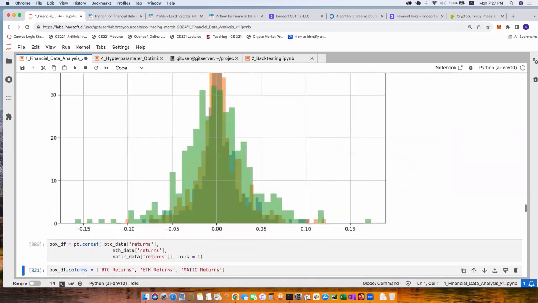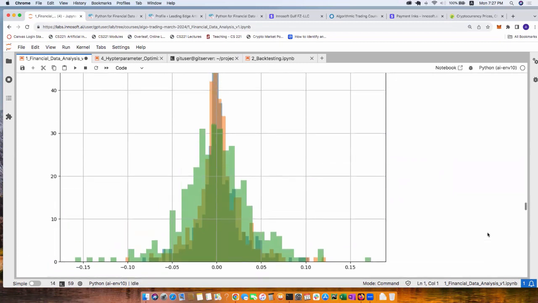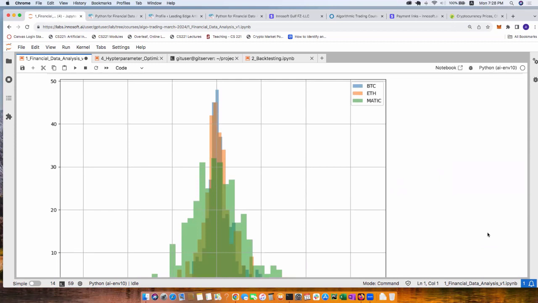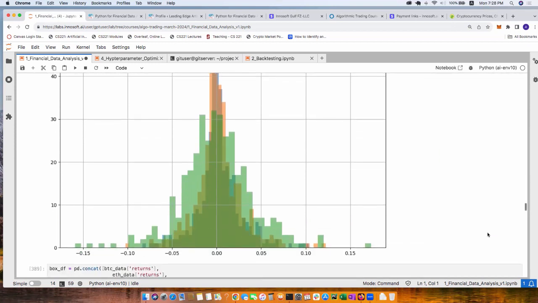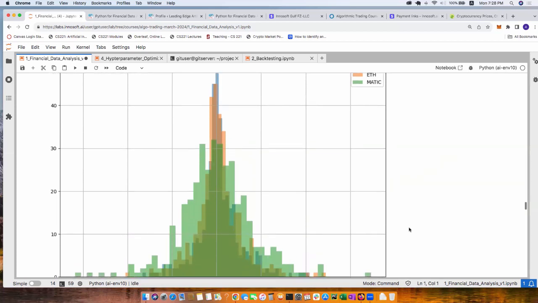I have a question for you. We are going to use these plots to try to figure out which assets are more volatile. Here we have Matic, Ethereum, and Bitcoin. Can you tell me, based on this plot, which asset is the most volatile?